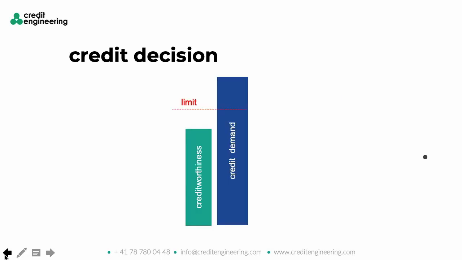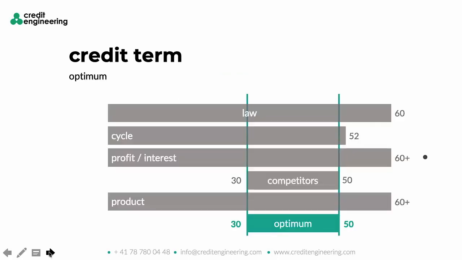In order to define credit demand, we need to know what the credit term is. You will see that in a practical example. We need to define what the credit term is, and very often companies have quite a casual approach to it. A significant number of companies simply grant the credit term requested by the customer.